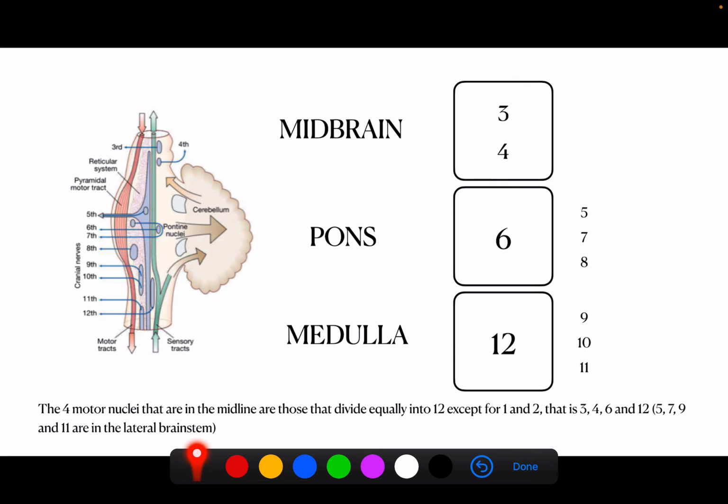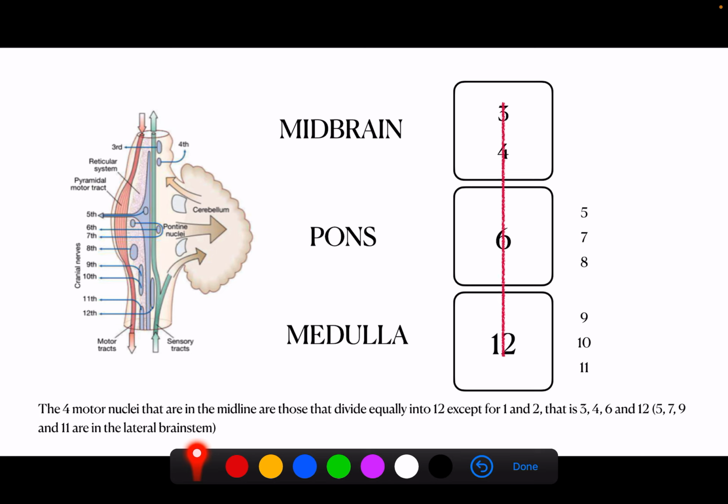Okay, four motor nuclei that are in the midline, those divide equally into 12. You see that? That's 3, 4, 6, and 12. 1, 2, 3, 4. Right? Except for 1 and 2, because the 1 and 2 cranial nerves, the olfactory and optic, end up in the brain and not in the brainstem. Okay? And then 5, 7, 9, and 10 are in the lateral brainstem. 5, 7, 9, 10. Right? Okay. So this is an important thing. We need to memorize that.